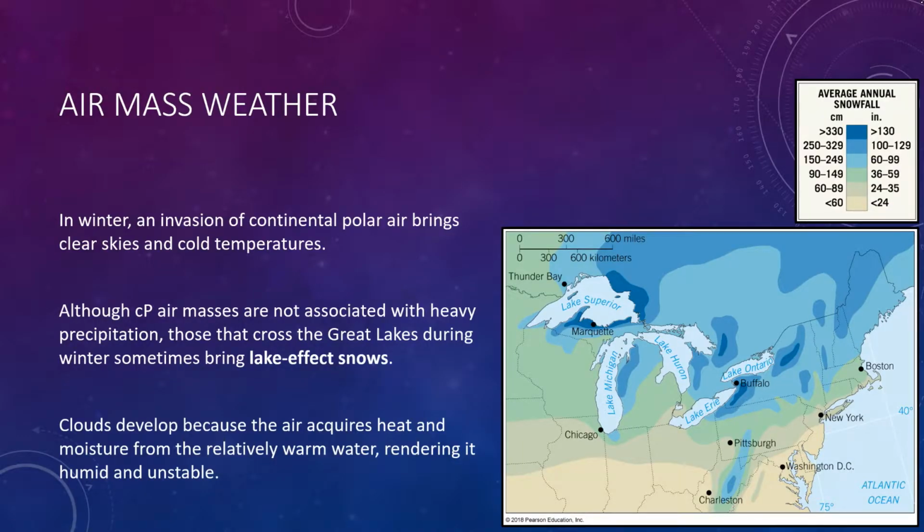Continental polar and maritime tropical air masses influence the weather of North America the most, especially east of the Rocky Mountains. Continental polar air masses originate in northern Canada, interior Alaska, and the Arctic, areas that are uniformly cold and dry in the winter and cool and dry in the summer. In winter, an invasion of continental polar air brings the clear skies and cold temperatures that we associate with a cold wave as it moves southward from Canada into the US. In the summer, this air mass may bring a few days of cooling relief.